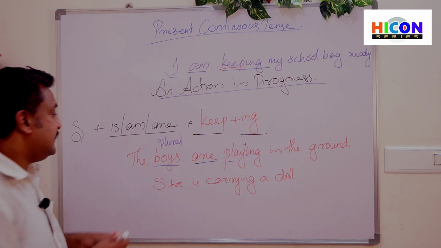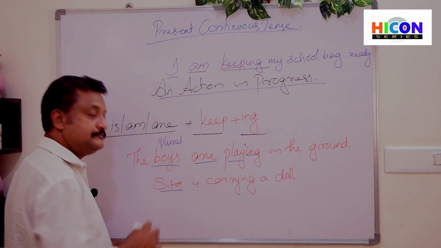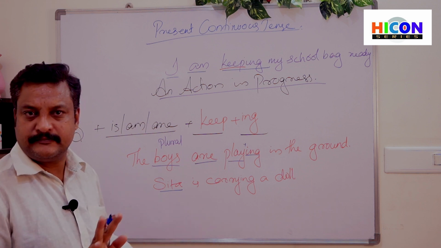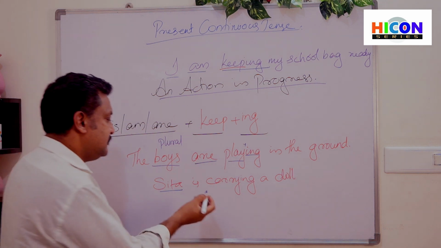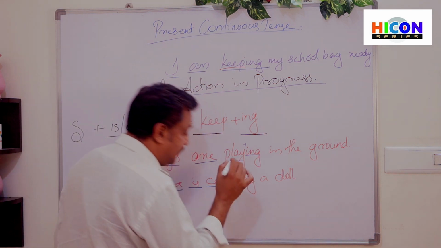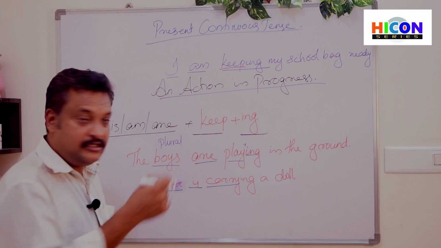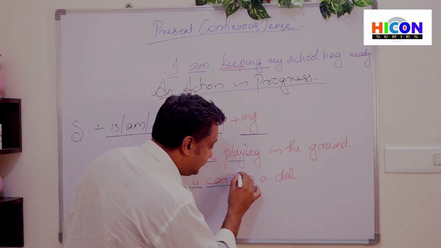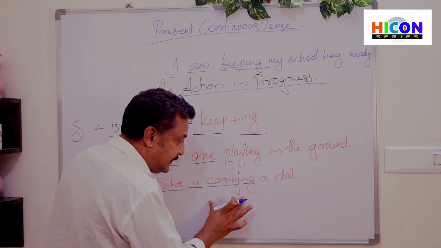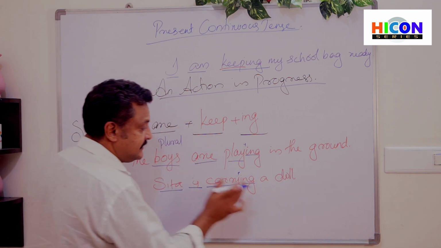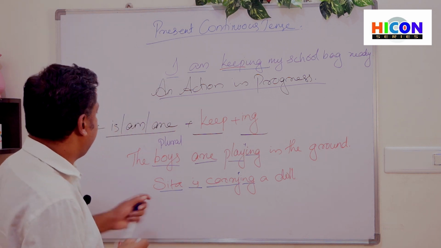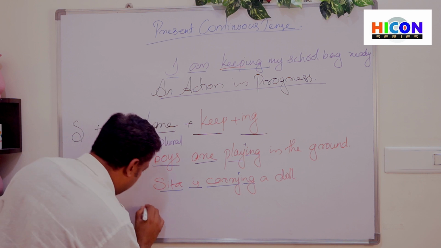In the sentence we used Sita, only a single person, isn't it? Sita is the name of a girl, so Sita is a single person. So we used is. Carry, C-A-R-R-Y, is the verb here to which we added ing. So it becomes is carrying. So Sita is carrying a doll.